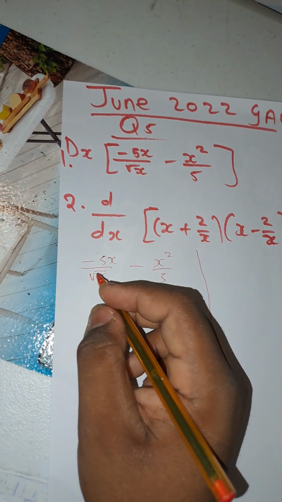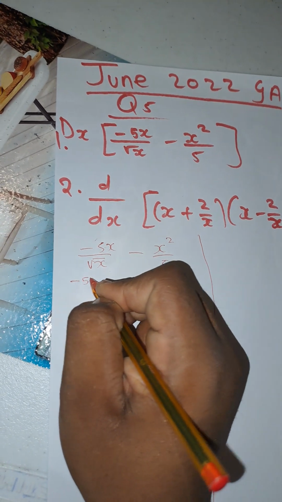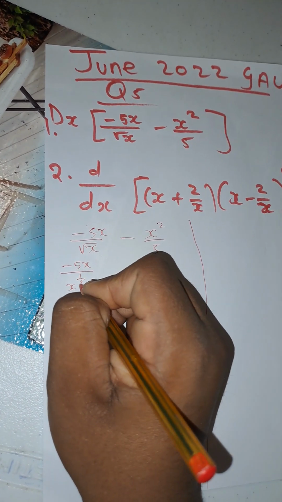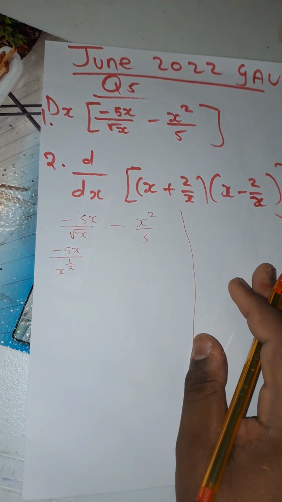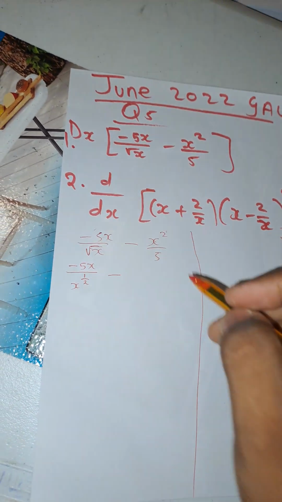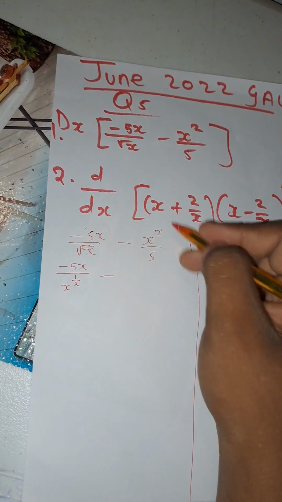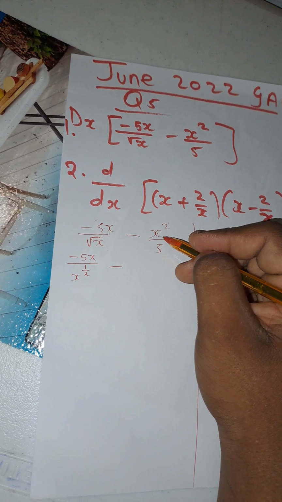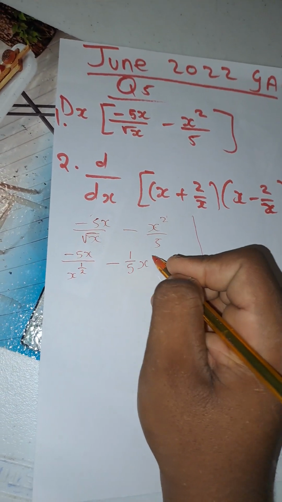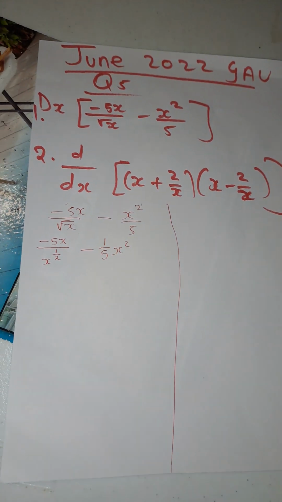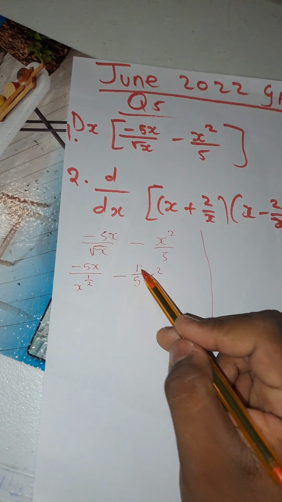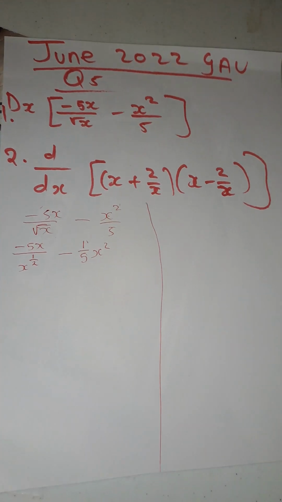So let's start. It will be what? Minus 5x over what? x to the power of half. I told you a root is equal to half. And then minus what? I have x squared over 5. So you know what we must do. You cannot solve this if it is like this. Okay? So this one will be the same as 1 over 5x squared. Okay? Do you understand it? It is the same as 1 over 5x squared, guys.